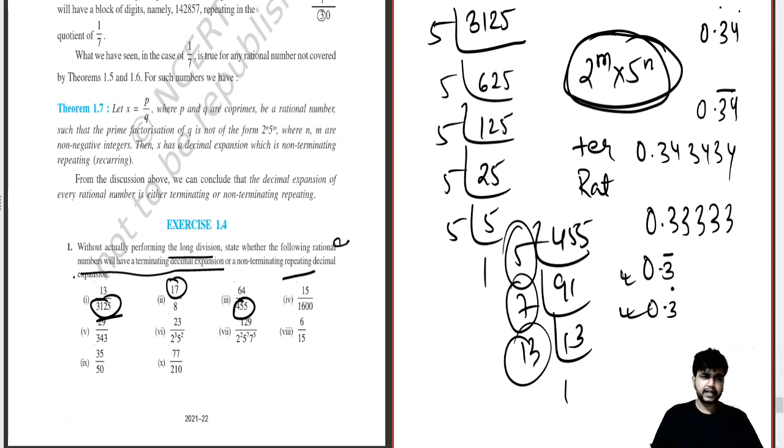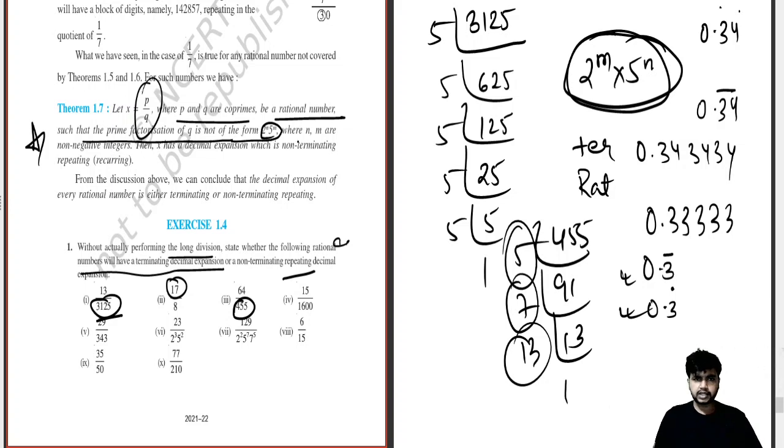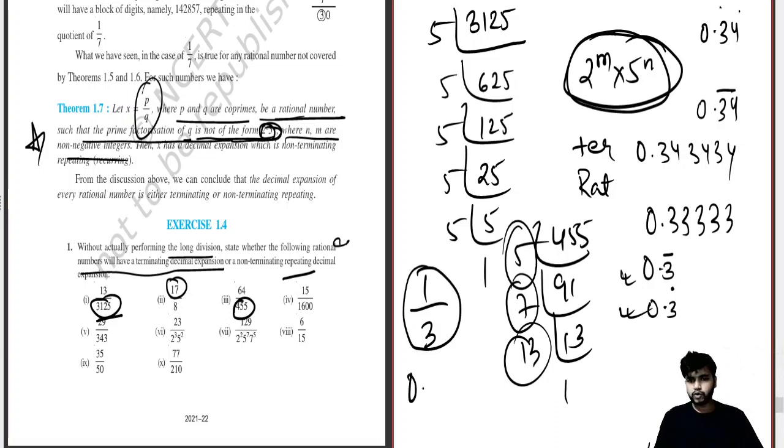See over here, theorem number 1.7. Let x equals p by q, where p and q are co-primes, be a rational number such that the prime factorization of q is not of this form, where n, m are non-negative integers. So they are saying if this is a number 1 by 3, they have written, be a rational number such that the prime factorization of q is not of this form. If it is not of this form, then this can be applicable, and if you look at this answer, this is 0.3 recurring. So this is not of this form, but still it is a rational number.